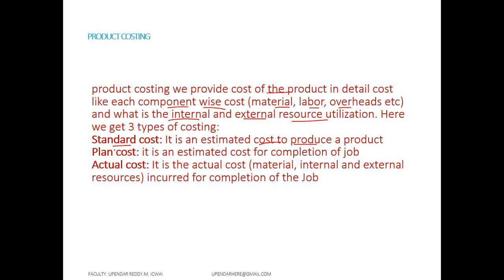Then the planned cost is also an estimated cost, but this is to complete a job, to complete an order. Assume the production order we have created is for 10 units of finished goods. Then the planned cost is as per estimated values only: how many raw materials are required, how many activity hours are required, everything as per plan only. But this is for the job, for the total.